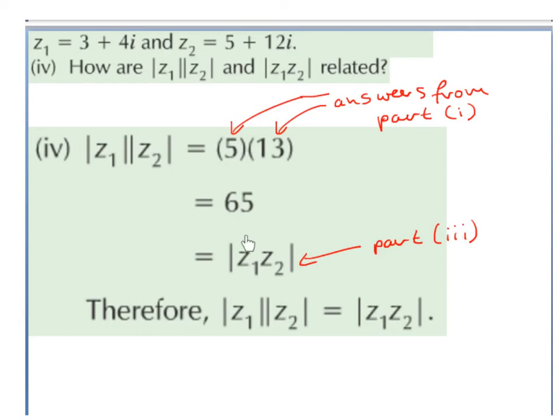We got the modulus of Z1 multiplied by Z2 also to be equal to 65. Therefore, the modulus of Z1 multiplied by the modulus of Z2 is equal to the modulus of Z1 multiplied by Z2.